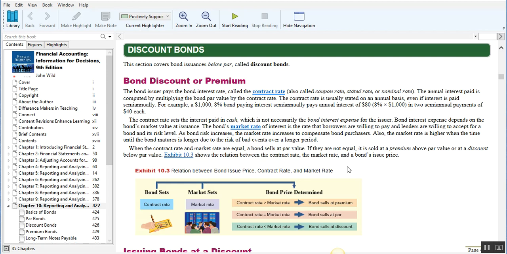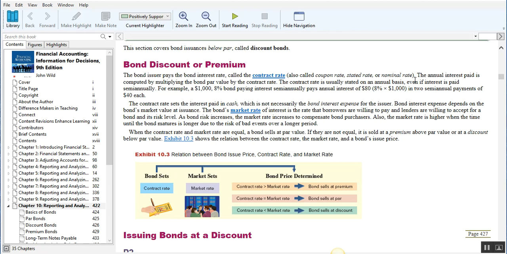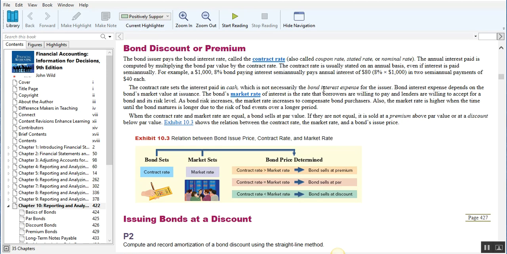When we talk about the bond interest rate, sometimes that's referred to as the contract rate. It's also called the coupon rate, stated rate, or even the nominal rate. Basically, that's how you're going to compute the annual interest amount. So, like I mentioned a moment ago, if the market rate is comparable to that contract rate, stated rate, or coupon rate, you're going to have the bond selling at par like they show here.